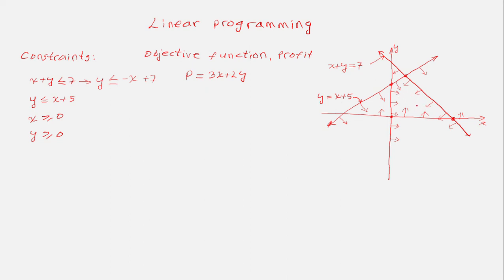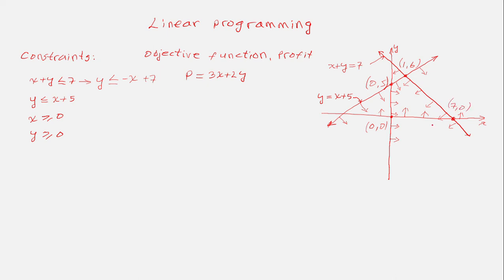Now how do we find the max or min? Well, we need to analyze each of these corners. So let's find the coordinates of them. This corner right here, coordinates are 0, 0. This one here happens to be 0, 5. This one right here on top is actually 1, 6. And then the last one right here is 7, 0.